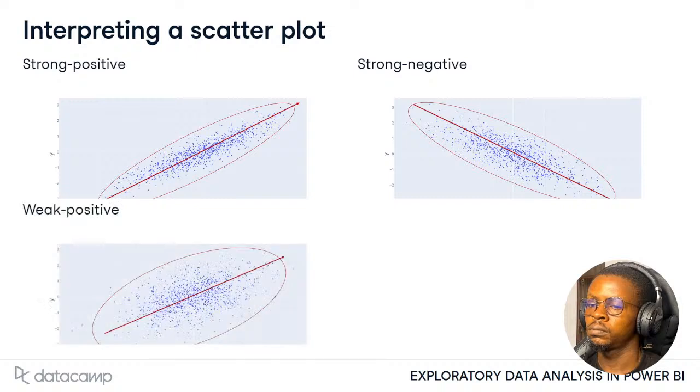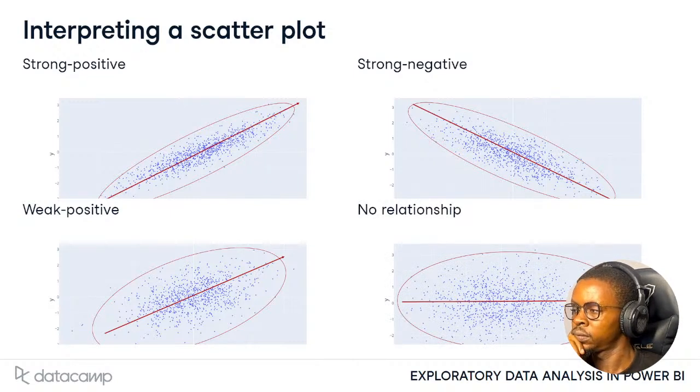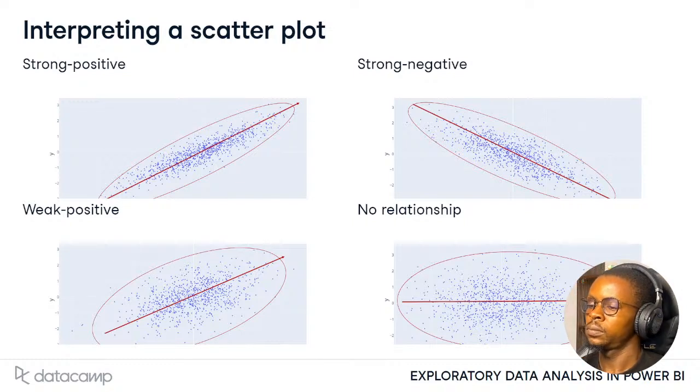Here we see a weak positive relationship. The cluster seems to generally move upwards to the right, but there is so much variation in the data points it is difficult to say. Finally, there is a large blob of data points with no real direction. This would indicate very little to no relationship.